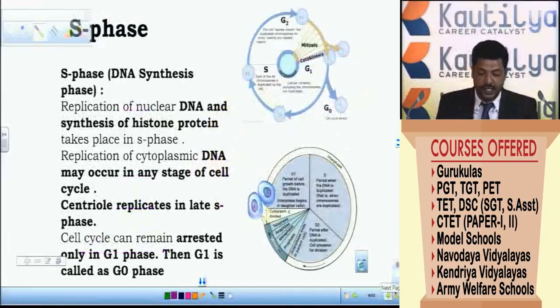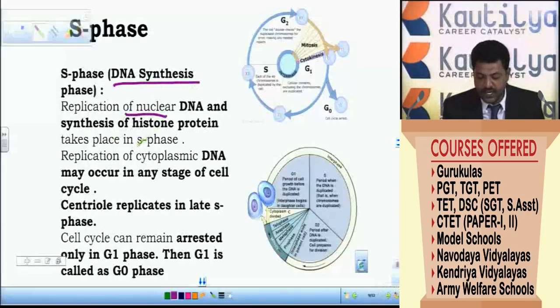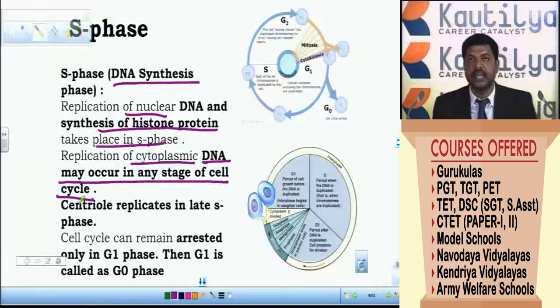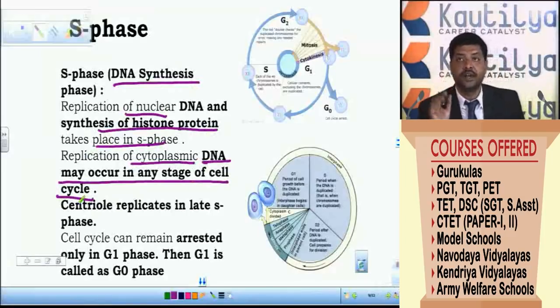Mitosis or meiosis. Now, you see here, in the S phase, DNA synthesis takes place: replication of DNA and synthesis of histone proteins. Replication of cytoplasmic DNA may occur in any stage of the cell cycle. Dear friends, what is cytoplasmic DNA?